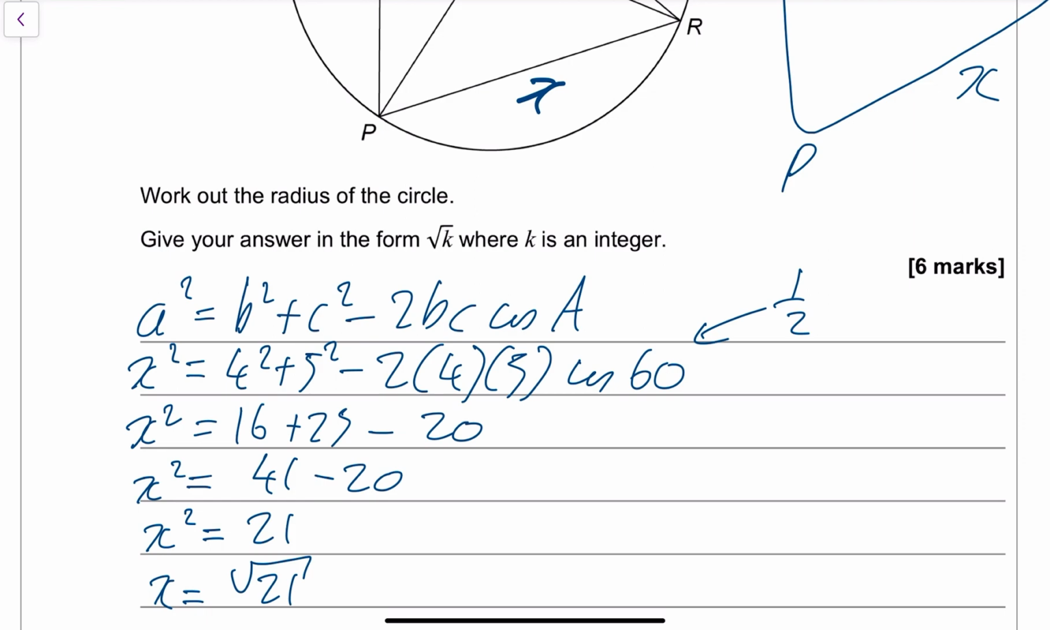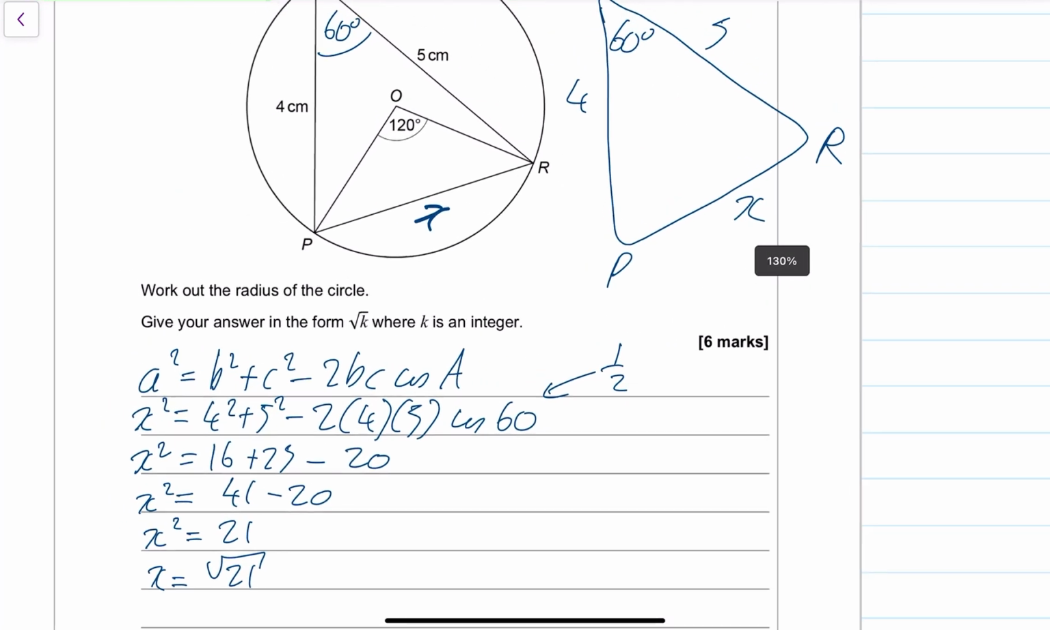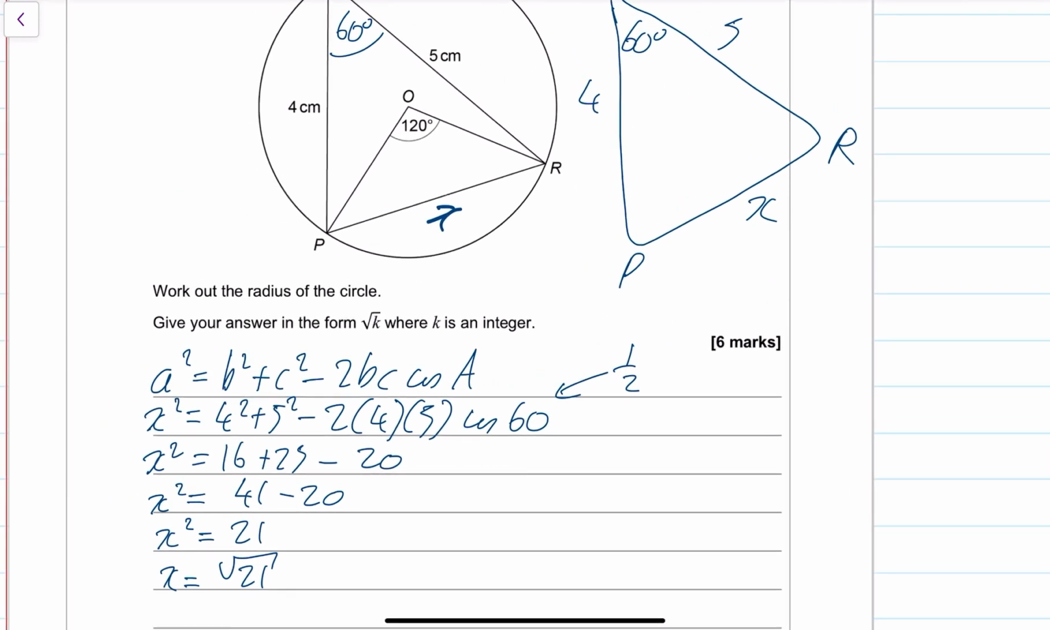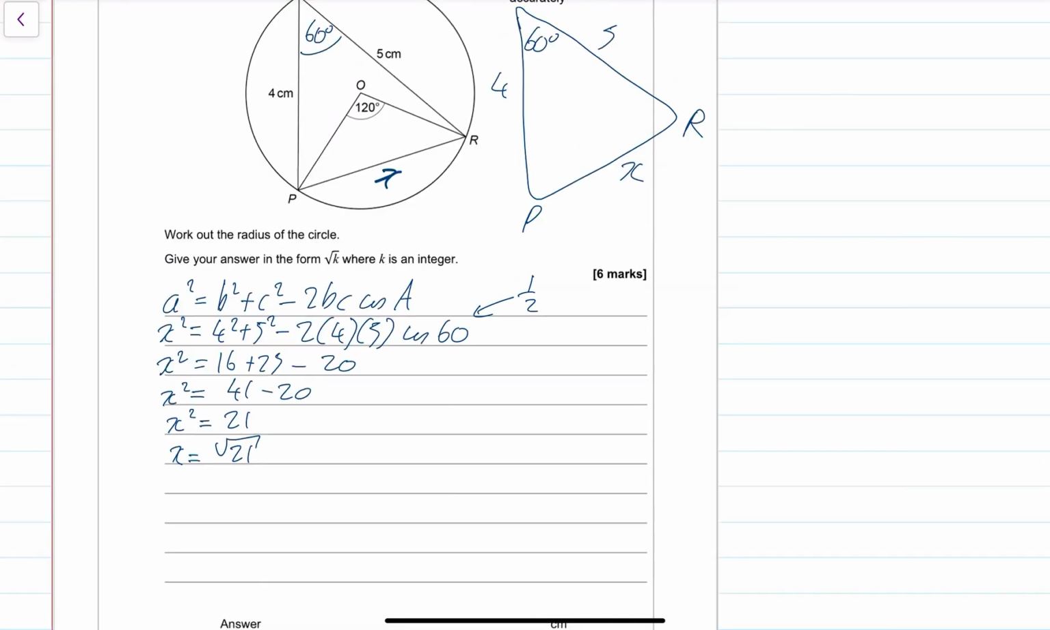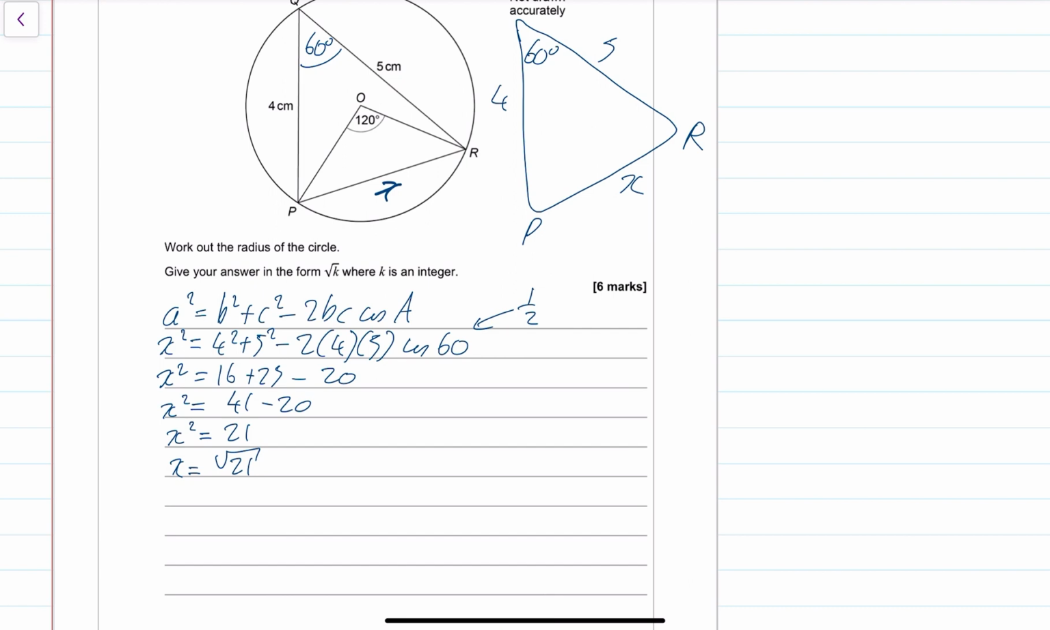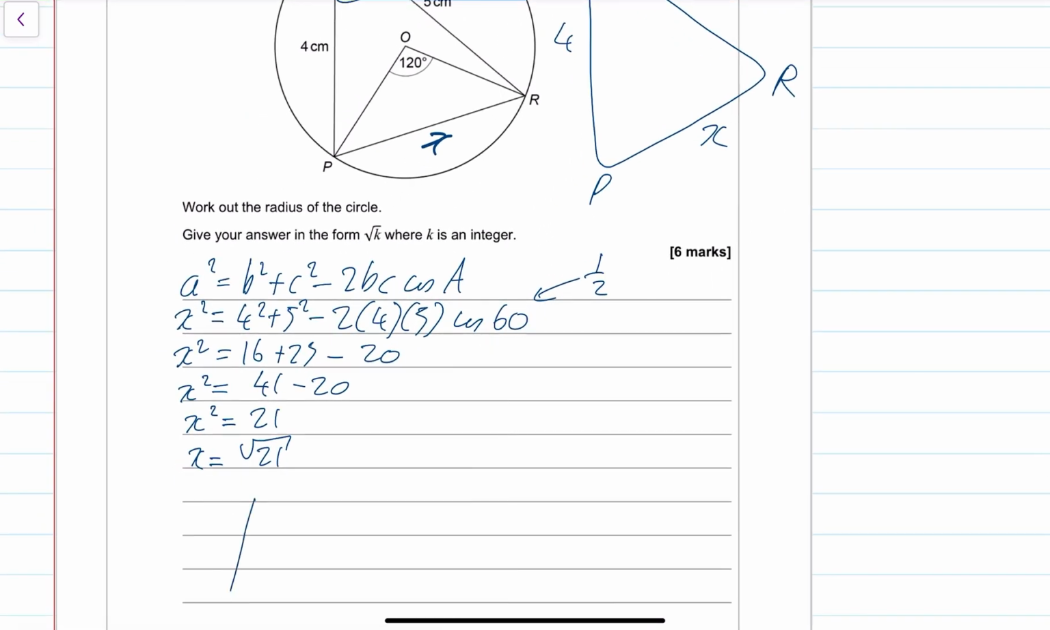Okay. Now, calculate the radius of the circle, right? So we've got our x is equal to the square root of 21. So now we're into this one. I do not know if this is the most efficient way of doing this. It will work, but it's going to be hard. Now we're into this next triangle. So in this next triangle, we know that's my radius, that's my angle 120, and that is the square root of 21.